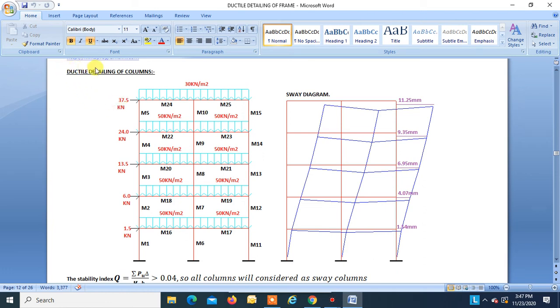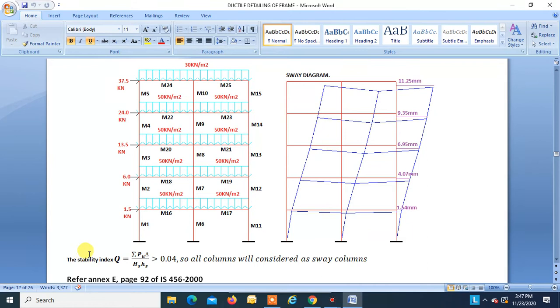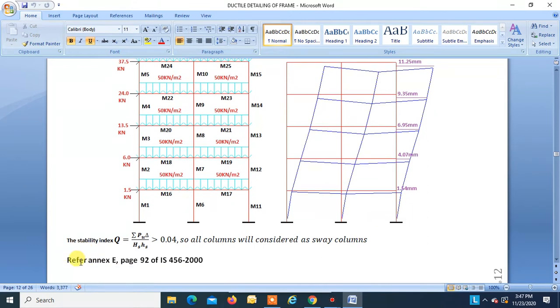Okay, ductile detailing of columns. This is our frame, and this is the story drift. Referring to Annexure E, page 92 of IS 456-2000, the code gives a stability index Q.